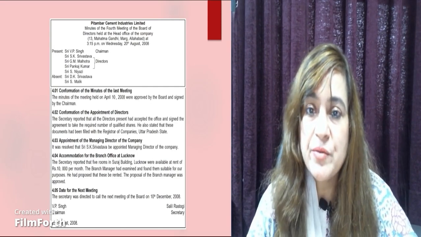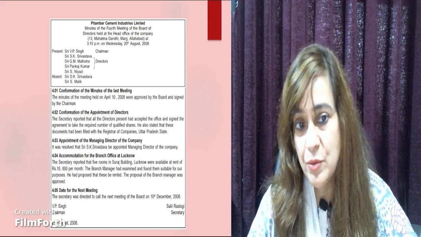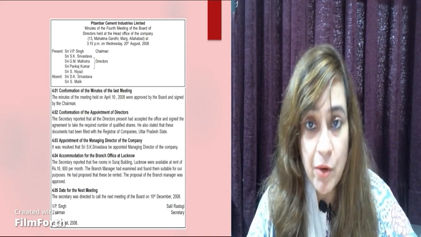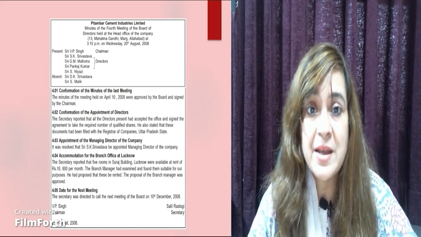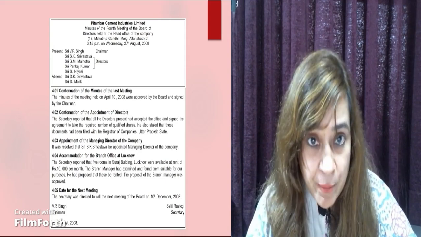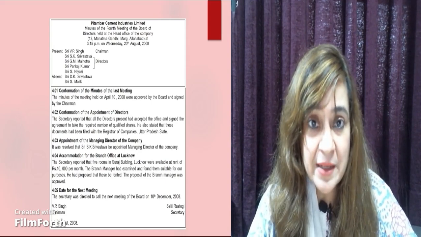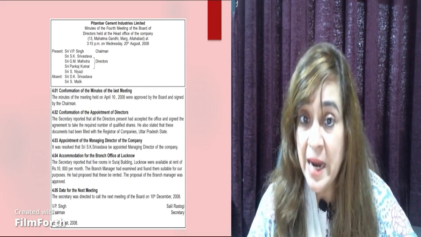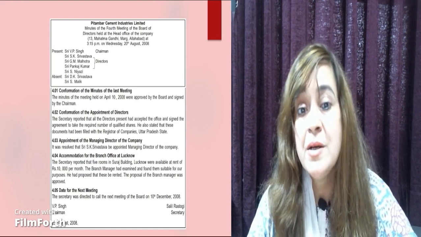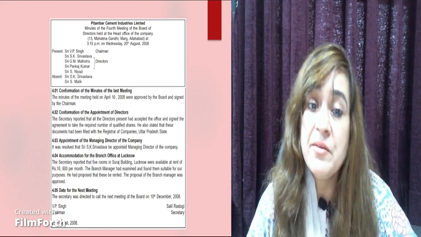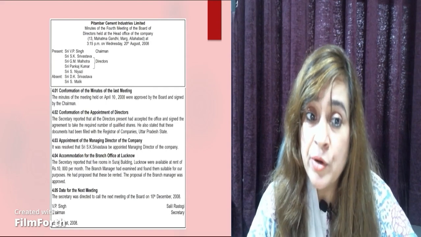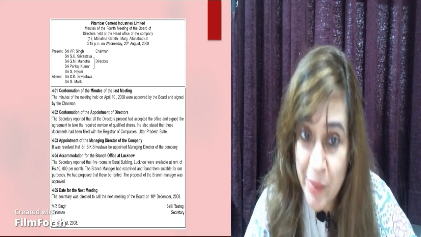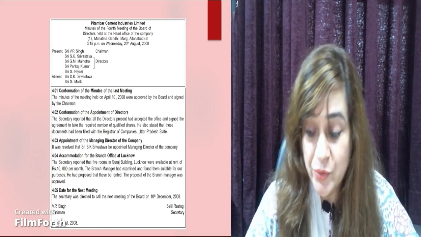So we see that this is a format for the minutes of the meeting. The minutes of the meeting always have the address, the time, the date, and the people who were present, like the chairman and the director, and who were absent. Then confirmation that the last meeting was held on so and so date, then confirmation of the appointment of directors, whether it was made or not, and appointment of the managing director, whether it was made or not, and who was made the managing director is also mentioned. So this is how the minutes of the meeting go.